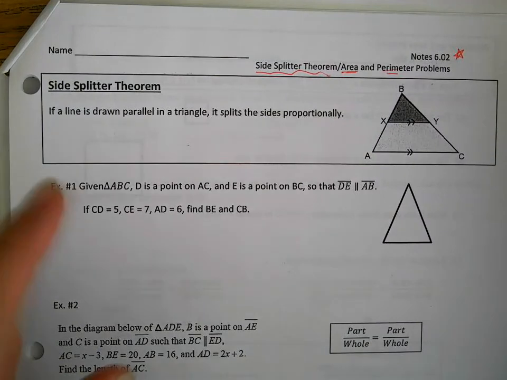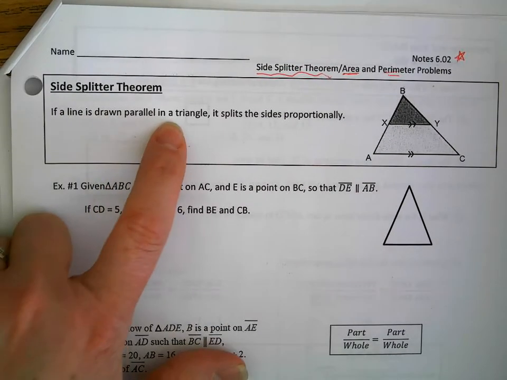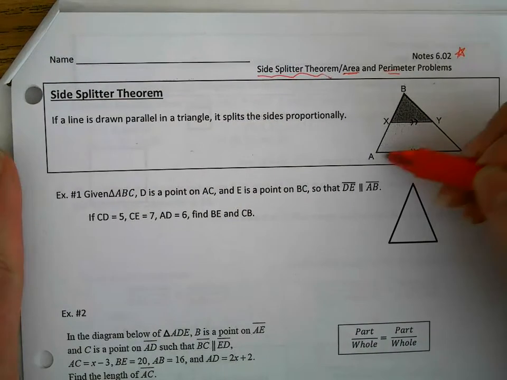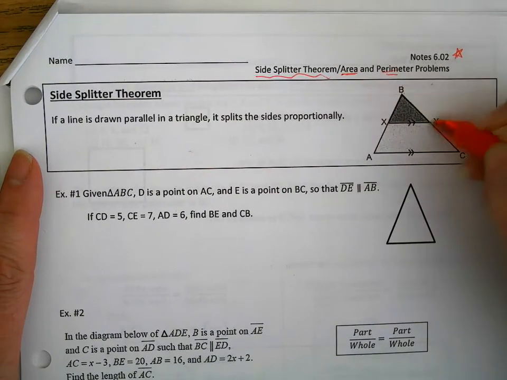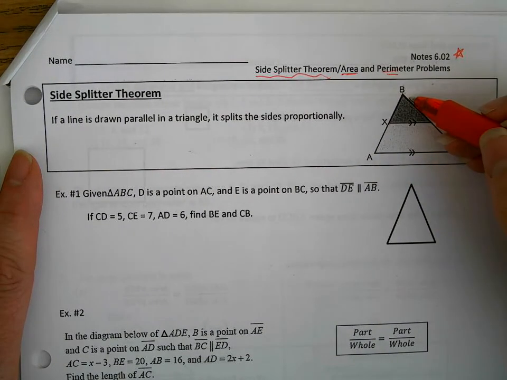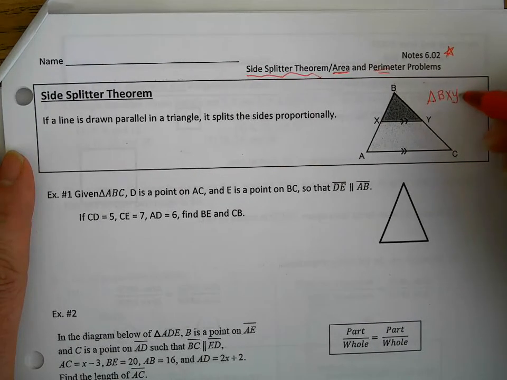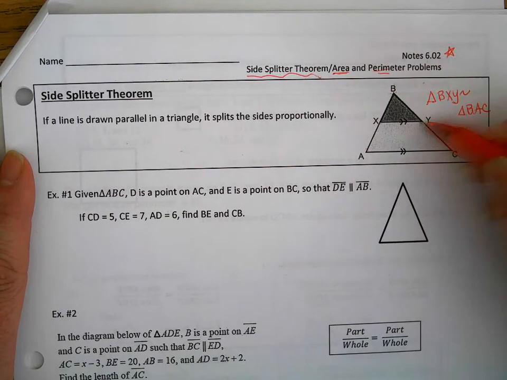Okay? So the side splitter theorem states, if a line is drawn parallel in a triangle, it splits the sides proportionally. Looking at the diagram here to the right, we have a little triangle BXY, and a larger triangle ACB. With those two triangles, they are said to be similar. Triangle BXY is similar to triangle BAC. They go in their corresponding positions.